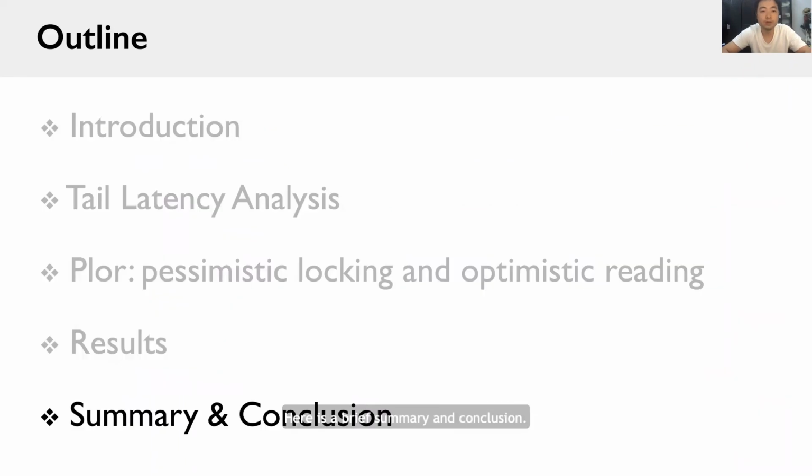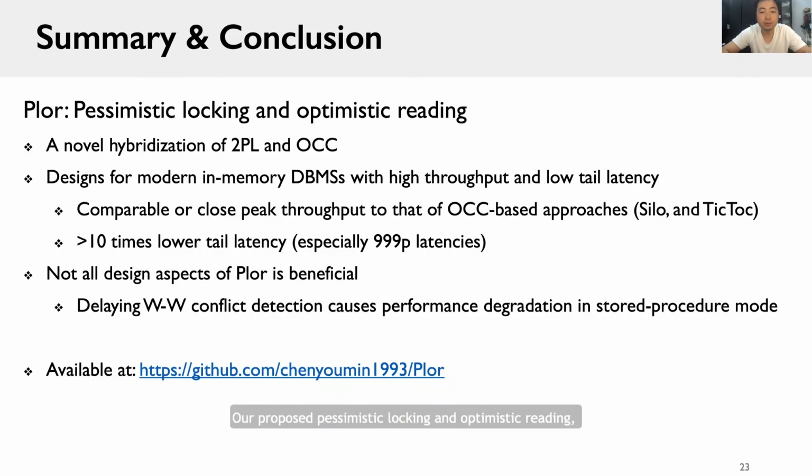Here is a brief summary and conclusion. Our proposed Pessimistic Locking and Optimistic Reading, or Plor, is a novel hybridization of 2PL and OCC. It's designed for modern in-memory database systems to achieve both high throughput and low tail latency. Our evaluation shows that Plor delivers comparable or close peak throughput to that of OCC-based approaches and reduces tail latency by 1 order of magnitude.